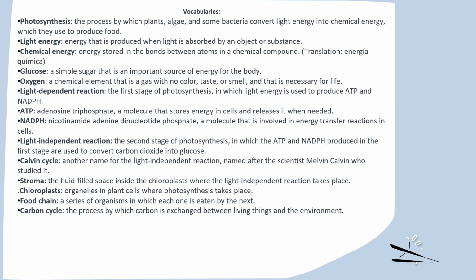Food chain: a series of organisms in which each one is eaten by the next. Carbon cycle: the process by which carbon is exchanged between living things and the environment.